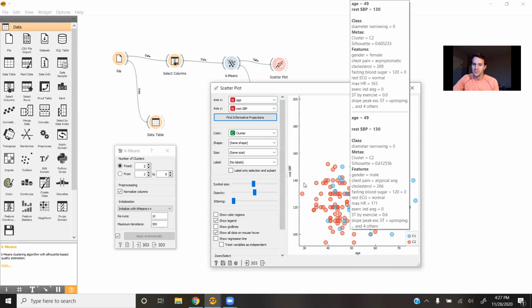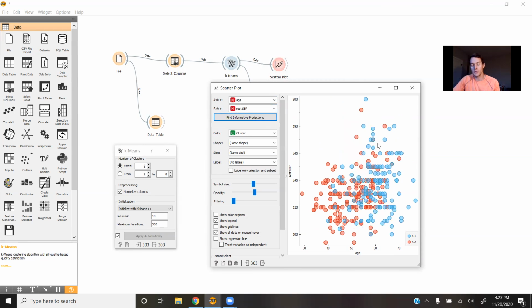Age versus resting blood pressure. As you would guess, resting blood pressure is generally lower and then starts to creep higher as people get a little bit older, maybe a little more sedentary, aren't doing as many things. So this wraps up our k-means clustering analysis.